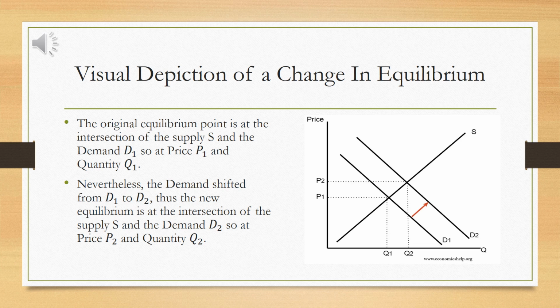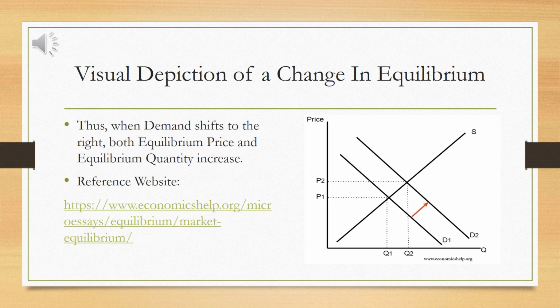We can see from the graph aside that the original equilibrium point is at the intersection of the supply S and the demand D1. So at price P1 and quantity Q1. Nevertheless, the demand shifted from D1 to D2. Thus, the new equilibrium is at the intersection of the supply S and the demand D2. So, at price P2 and quantity Q2. Thus, when demand shifts to the right, both equilibrium price and equilibrium quantity increase.